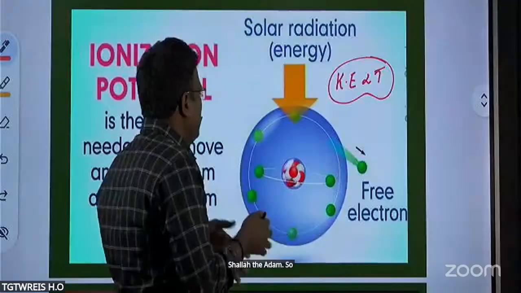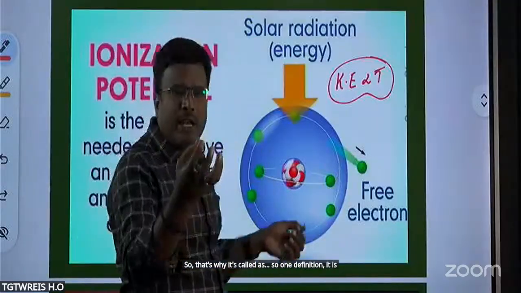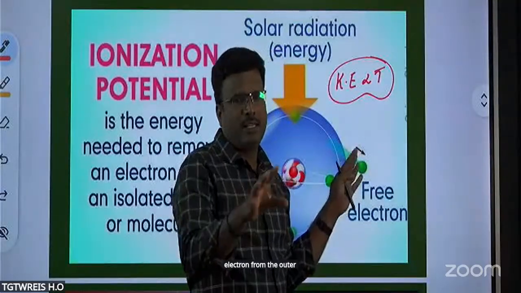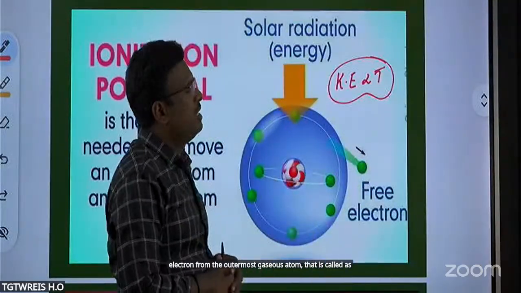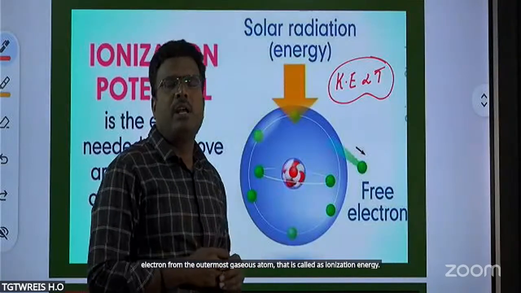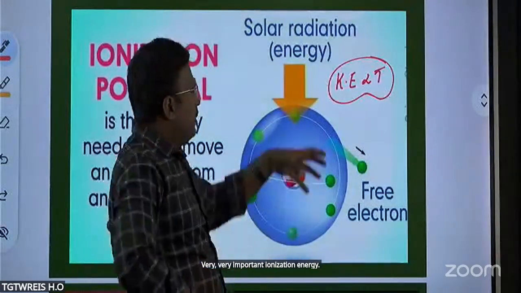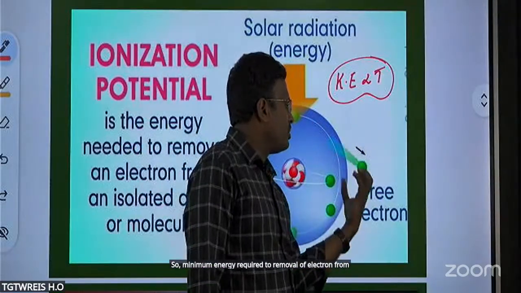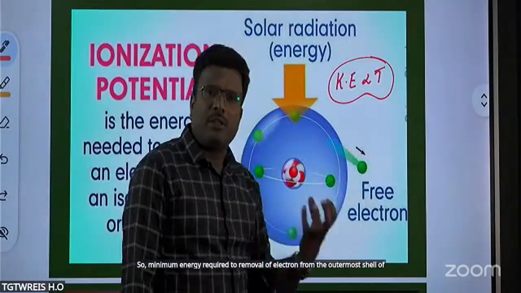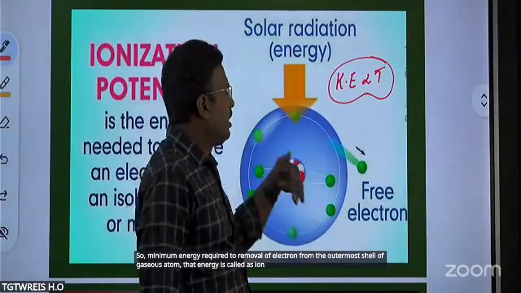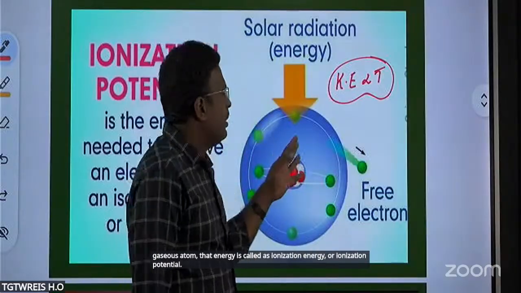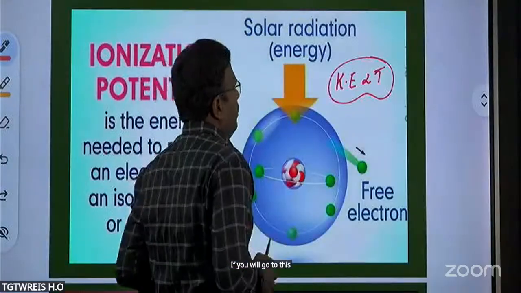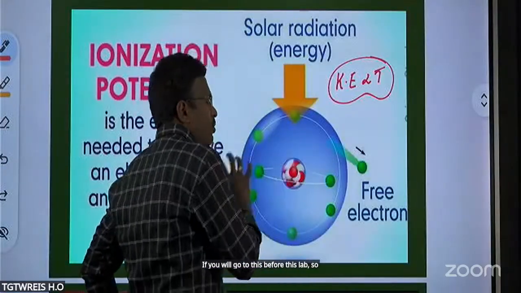So one definition is there: the minimum energy required for removal of an electron from the outermost shell of a gaseous atom is called ionization energy. Very, very important. That energy is called ionization energy or ionization potential. So that time what happened? Before this, we'll go again to atomic structure.